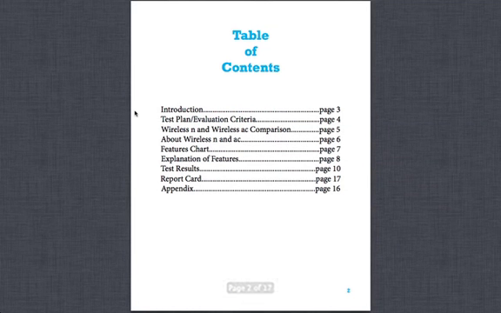So this is a table of contents page. Pretty self-explanatory. It lists out all the pages with all the things that we typed up, like introduction, test plan, about wireless N and AC, features chart, and their respective pages.